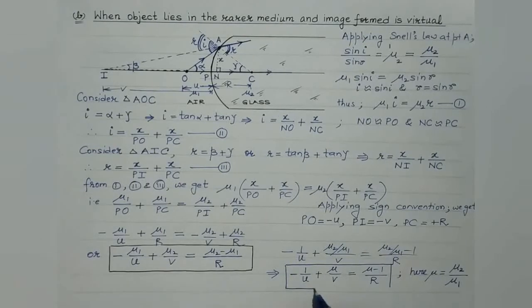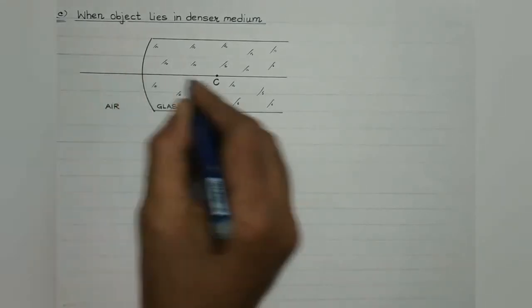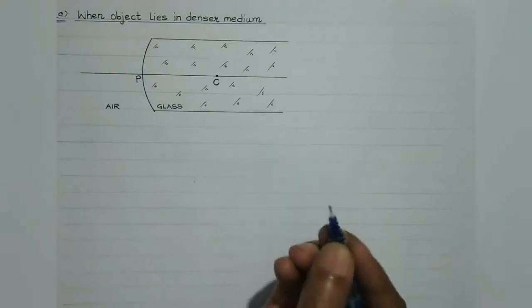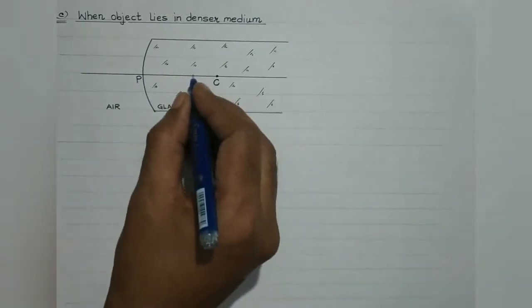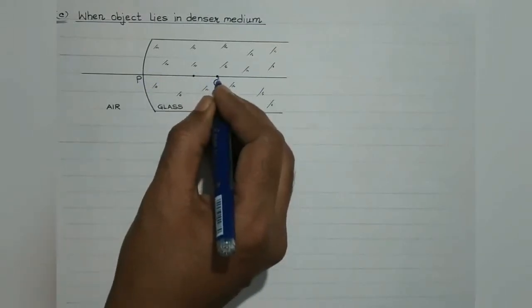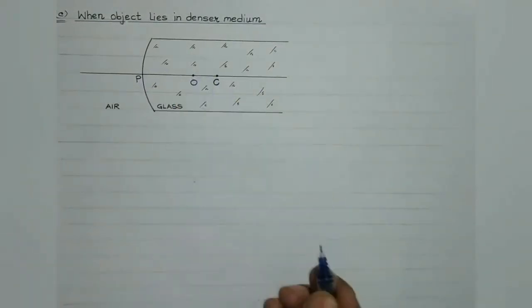So students, we have done case 2 as well, right? Okay students, now let us proceed with the third case. That is, we'll consider the object to be placed in the denser medium, right? So what we do is, this is the principal axis, this is the pole of the convex refracting spherical surface. Now let us consider the object to be placed somewhere between the pole and the center of curvature inside the denser medium. So O is the object over here, right?